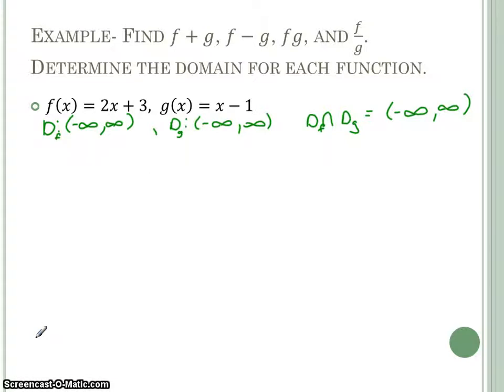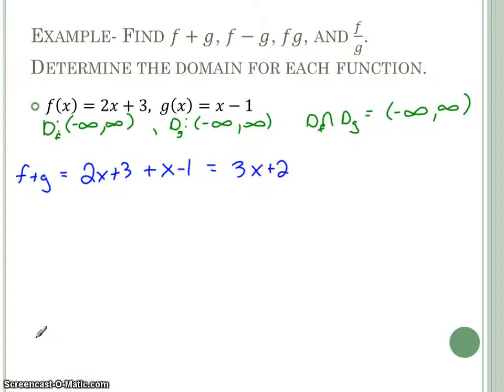So let's actually work with our functions a bit. So we're supposed to find f plus g. So what happens if we add those two functions together? So we're just going to take f of x and add g of x to that. So we've got to simplify where we can. Can we simplify this at all? Yeah, what can we do? Combine the x's. Right, we can combine our x's and then combine those integers. So we get 3x plus 2.